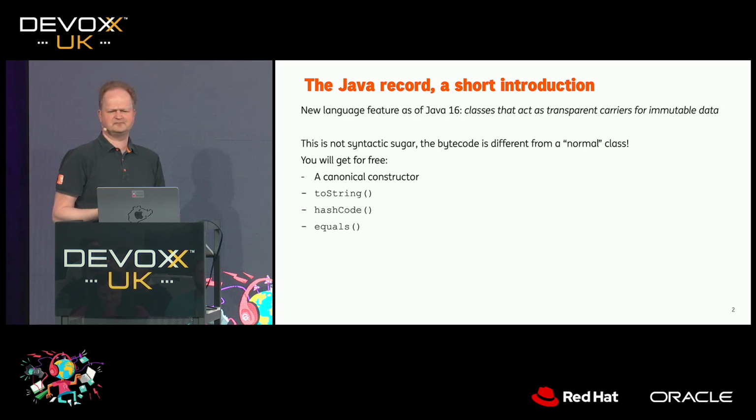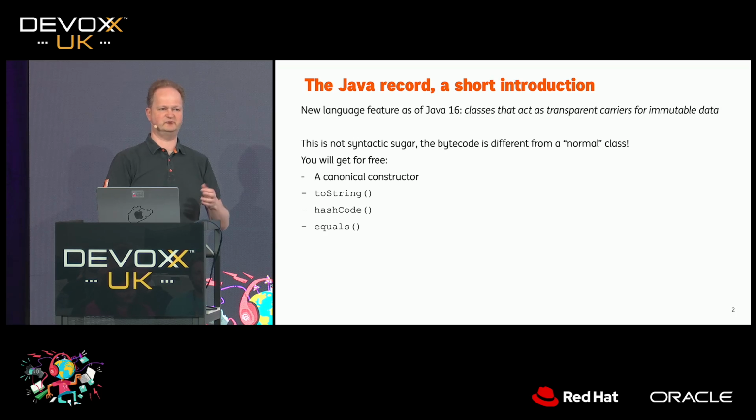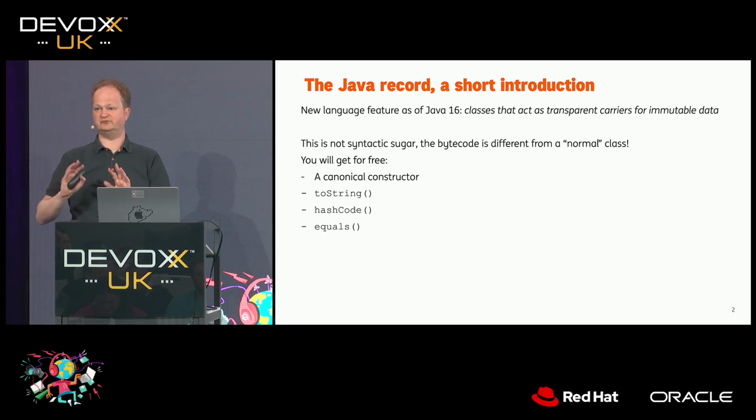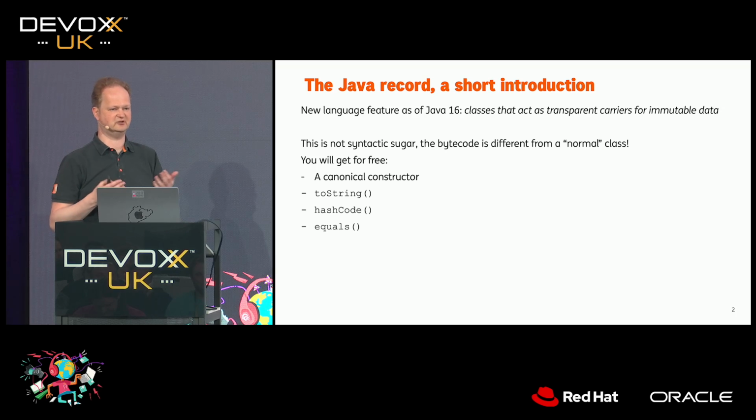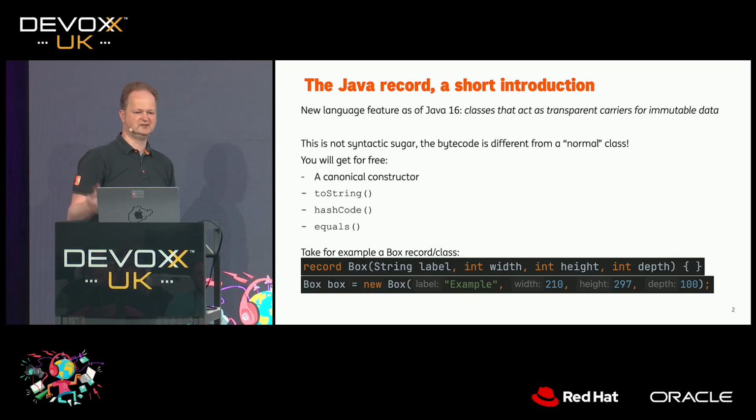It's not syntactic sugar. You get some stuff for free, like a canonical constructor, which means that you get all the fields that you have in that class, because it is a basic Java class, after all, to supply. So you don't have to write one yourself. You get a toString for free. You get a hash code and equals for free as well. So typically, the stuff you would do with Lombok in the past, it's no longer needed. You can actually use the record class for that as well.